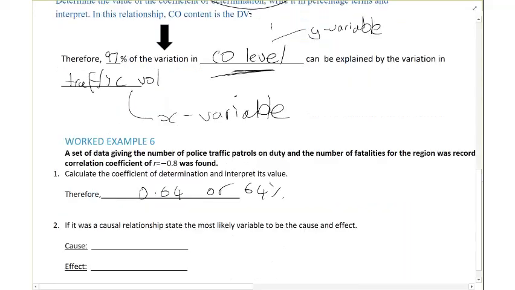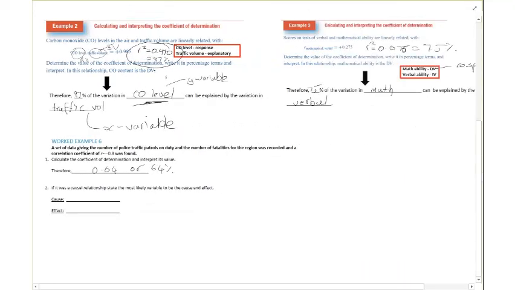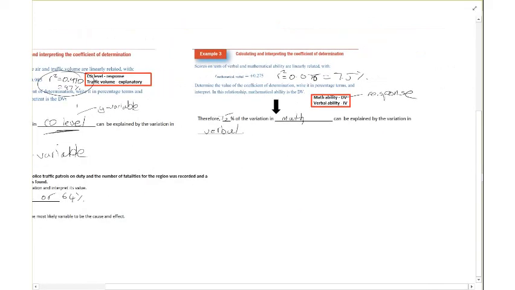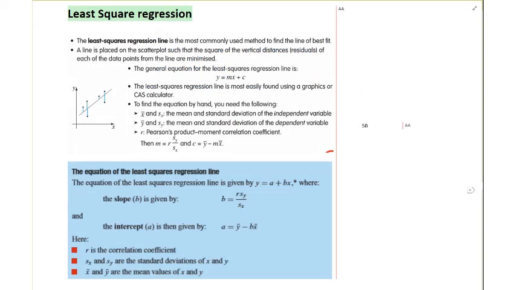Okay, and the same sort of goes for this sort of stuff. You have a particular statement you use. Again, this is another example where we did this, where math ability was the response variable, and so you've done that first. Can be explained by the variation in verbal ability, which is the explanatory variable. Okay.